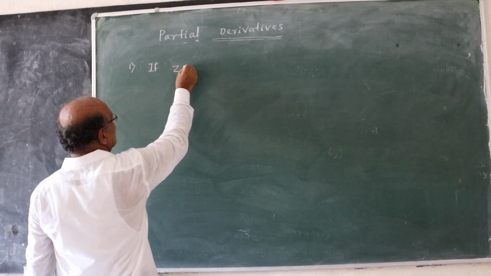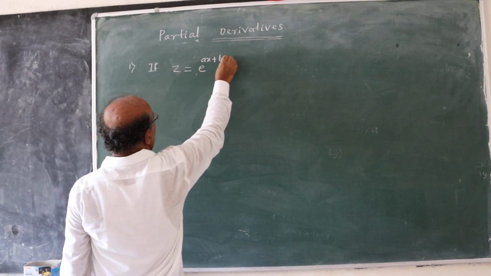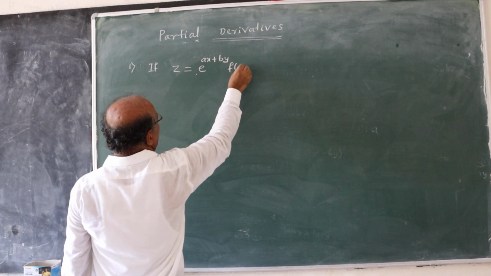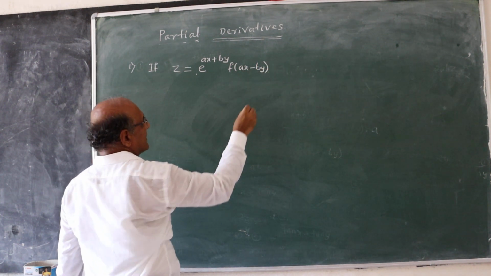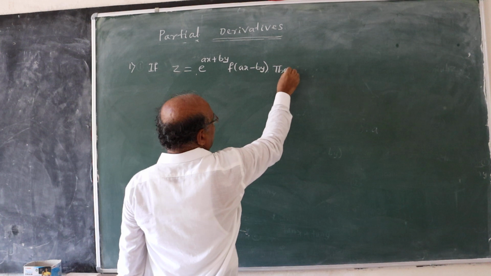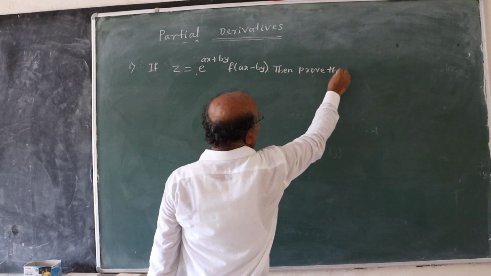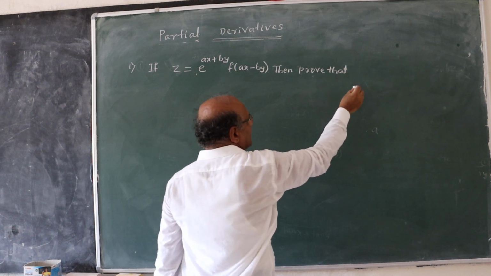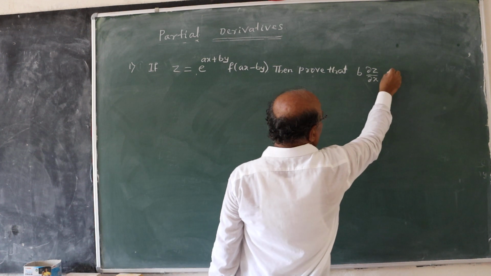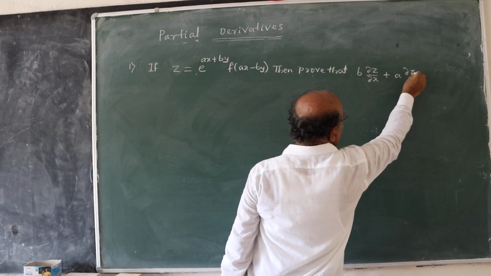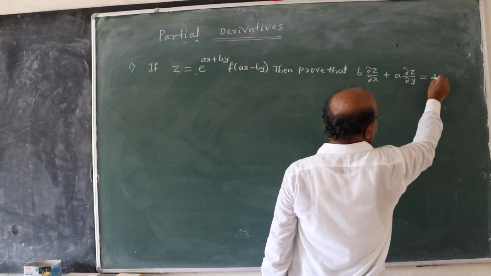If z is equal to e raised to ax plus by into f of ax minus by, then prove that b into dou z by dou x plus a into dou z by dou y is equal to 2abz.